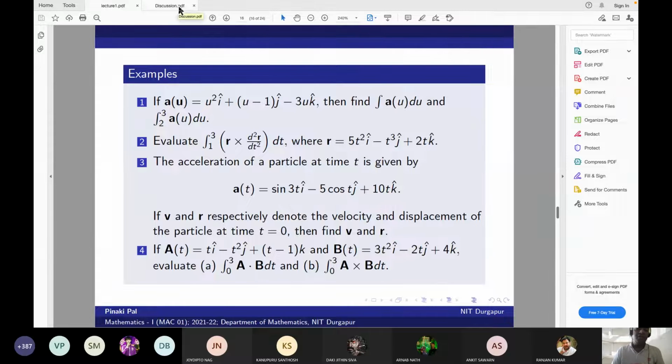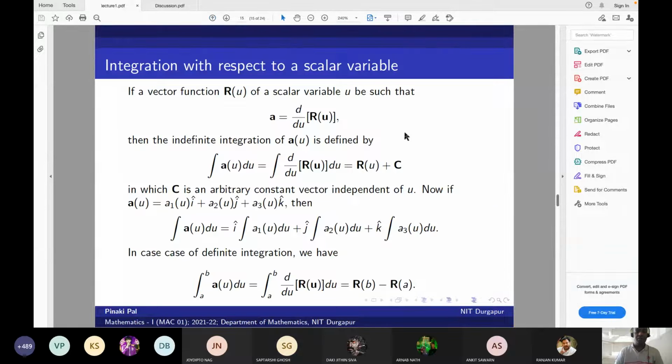So u squared i plus (u minus 1) j minus 3u k. Then we have to find the indefinite integration of the vector A(u), which is a function of the scalar variable u, and then we have to find the definite integration from 2 to 3. Sir, can you please show the previous slide once? Yeah, this one. Okay, sir. Thank you, sir.